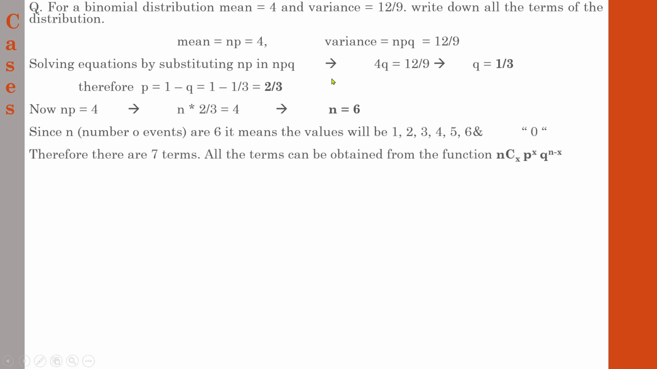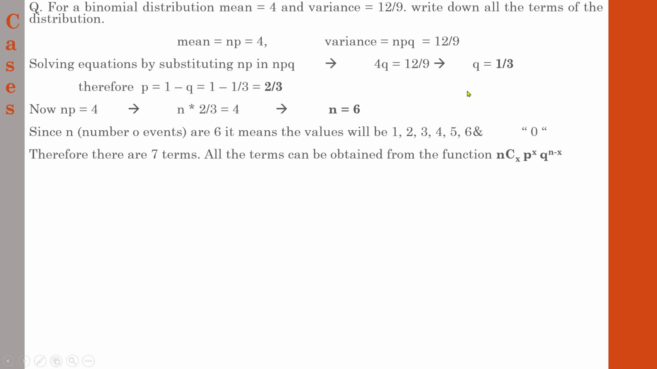Now we have found the value of Q, value of P, and N equal to 6. We had also mentioned about 0, 1, 2, 3, 4, 5. We also mentioned that. Now the question: for a binomial distribution, its mean is 4 and variance is 12 by 9. Write down all the terms of the distribution. So now you have to find the probabilities of each of the individual events. When the event is 0, what is the probability? When the event is 1, what is the probability? Event is 2, what is the probability? Likewise, you need to find all that. Then only your answer is complete.